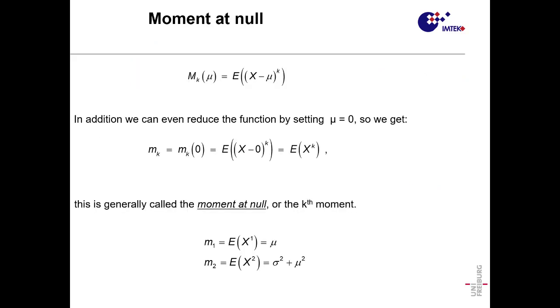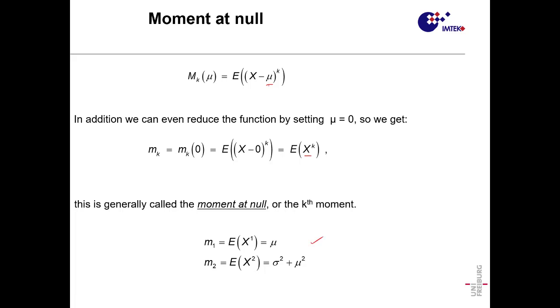Alright, what happens if instead of having mu here, we replace it by 0? Then we get the moment at null. So before were the central moments, now we have the moment at null, that is what it's called. Basically you will have only x, and it will be to the power of k. And now again you can play with k.